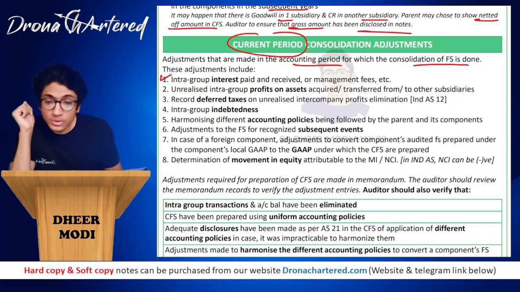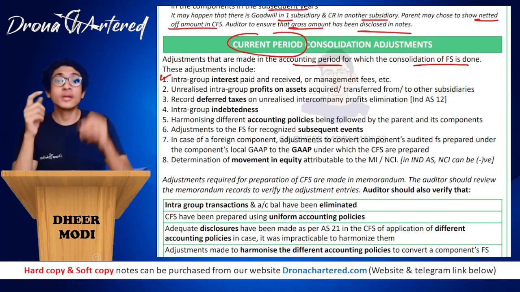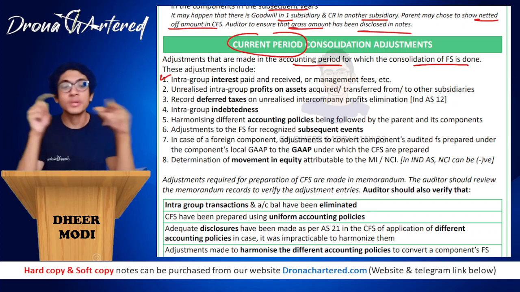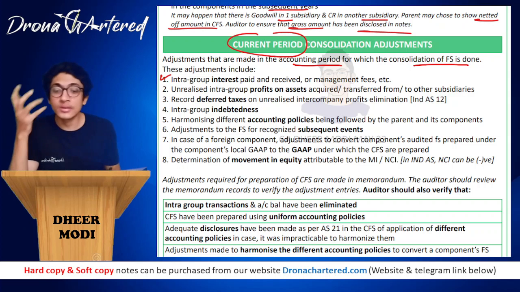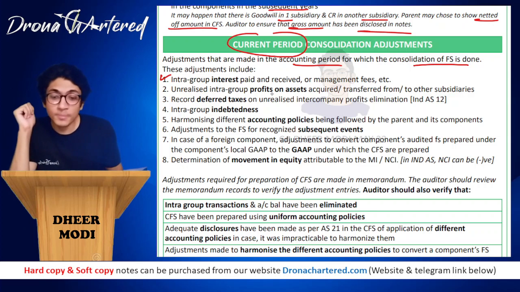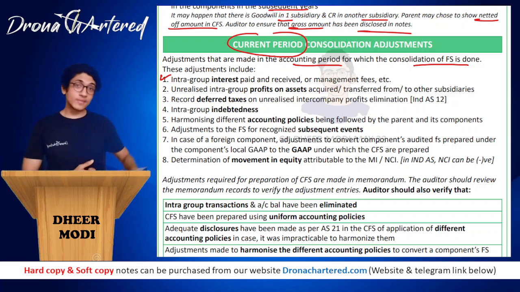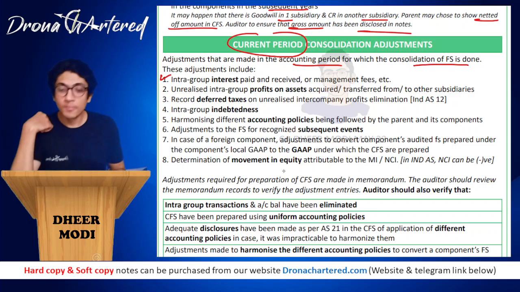These adjustments include your intra-group interest paid. Intra-group means within the group, that is within a group of companies. For example, there are 5 companies. If they are paying interest to each other, these are your intra-group interest paid and received, or management fees, etc. So all of these are eliminated because this is just shifting money from one pocket to another pocket.